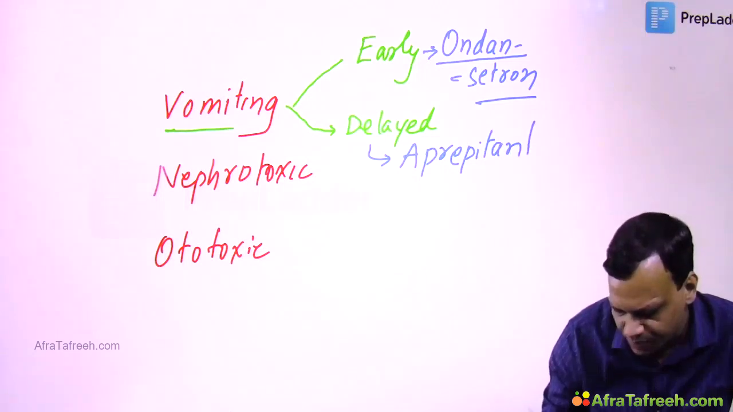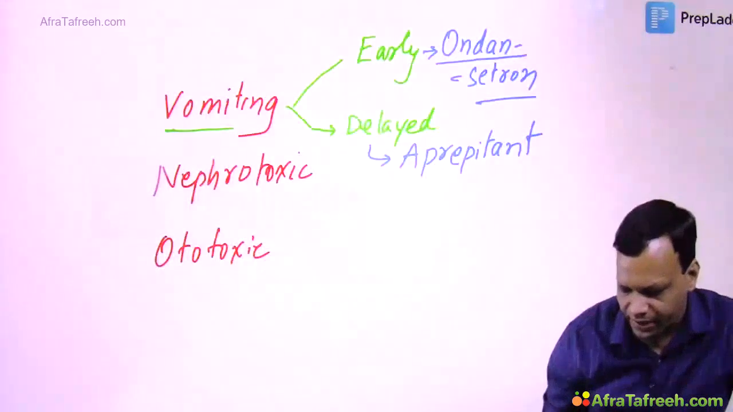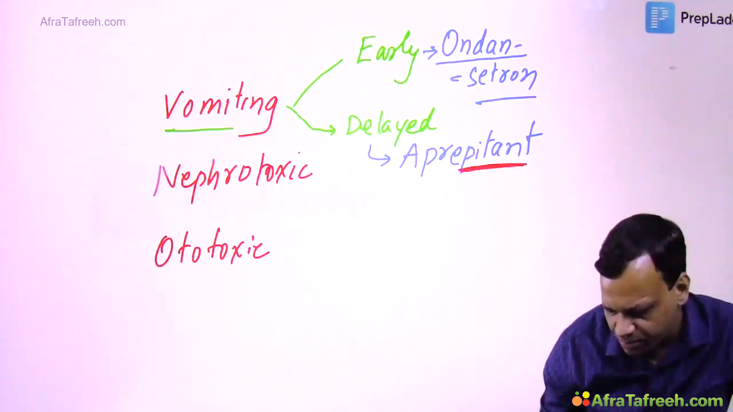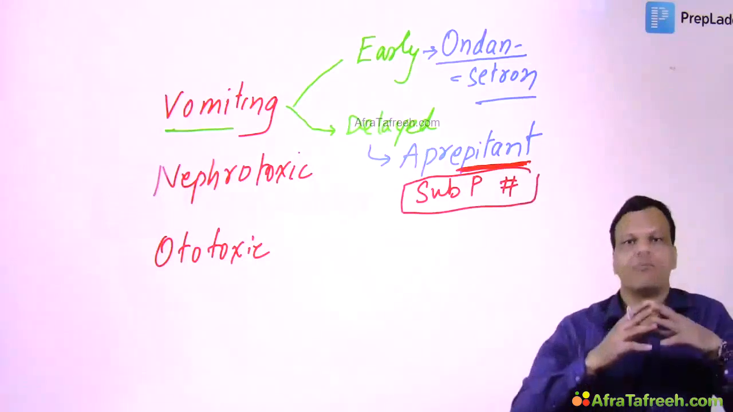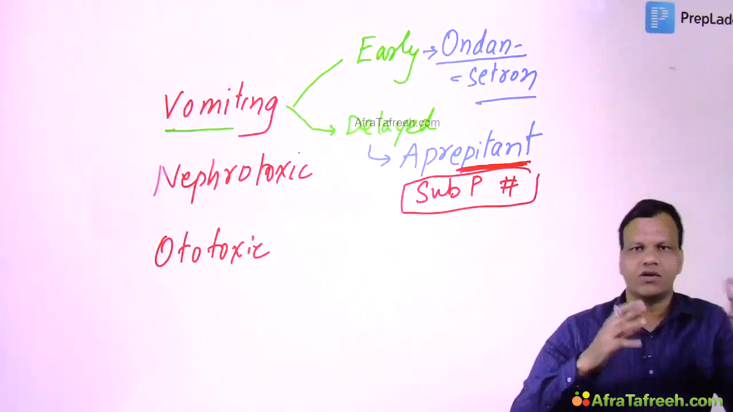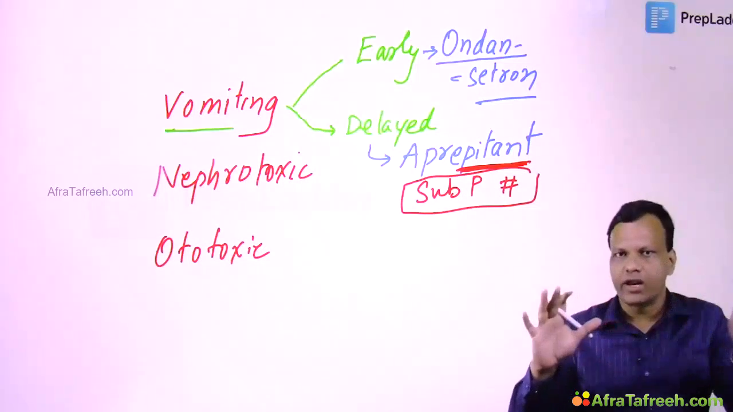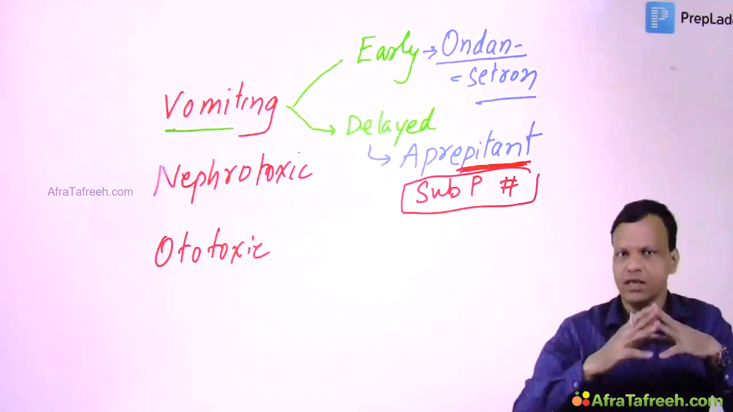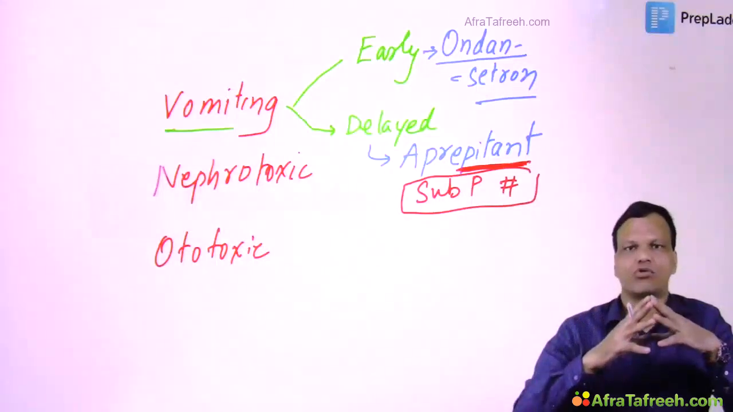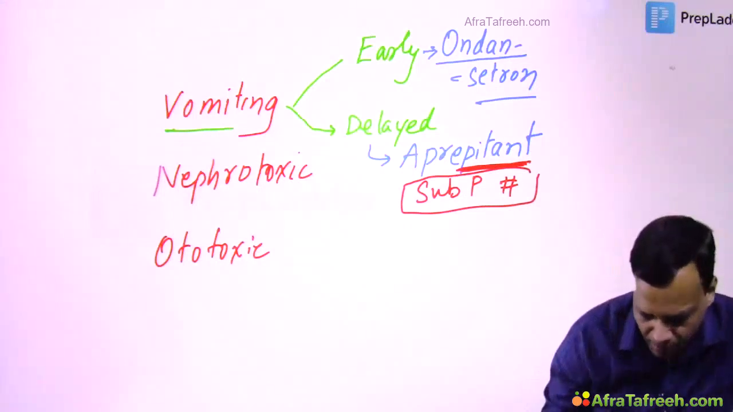These are substance P antagonists. They are the drug of choice for delayed vomiting. Aprepitant, any drug ending with pitant, is a substance P antagonist. So early vomiting, ondansetron; delayed vomiting, aprepitant. And if they do not mention early or late, we will assume it is early because most of the time it is early vomiting. So the answer should be the ondansetron group of drugs. Any drug ending with setron. Okay. So that is about vomiting.